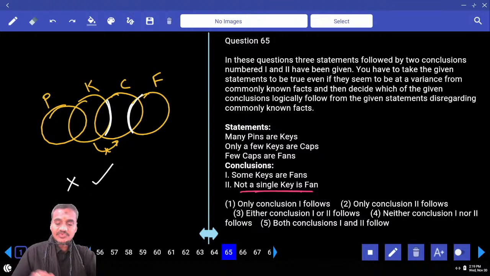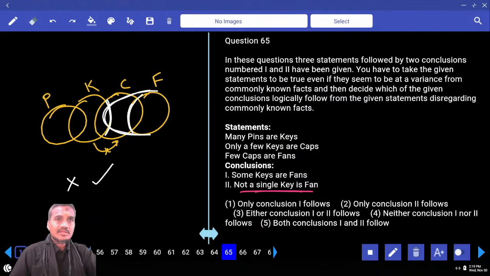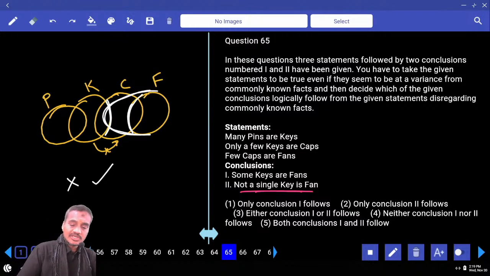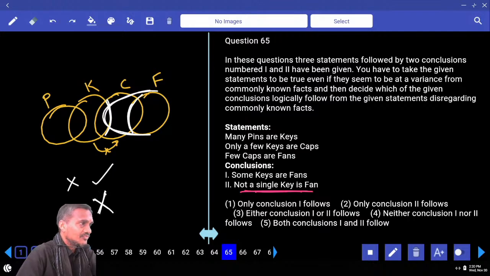As no key is fan is true, what should we do? Then I need to prove the complementary, that is, some keys are fan. Now tell me whether I can write fan like this or not. Yes. By doing so, I have proven a case where some keys are fans is true. Then what happened to no key is a fan? False. Alternate diagram true, previous conclusion false.